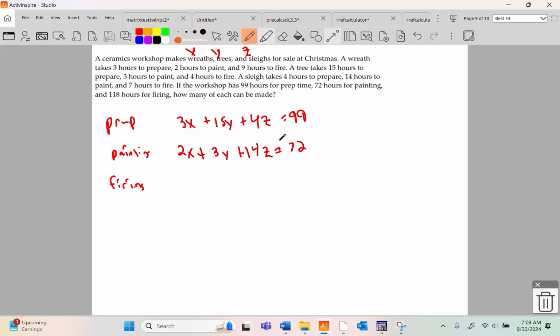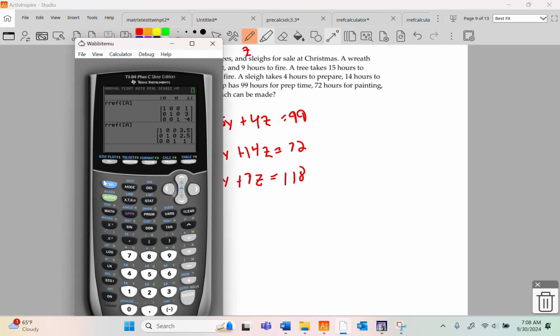A wreath takes 9 hours to fire. A tree takes 4 hours to fire. And a sleigh takes 7. And we have 118 hours of fire time. And the goal here is to figure out how many each can be made. So, one more time, back to a TI-84, back to matrices. This is a 3x4.